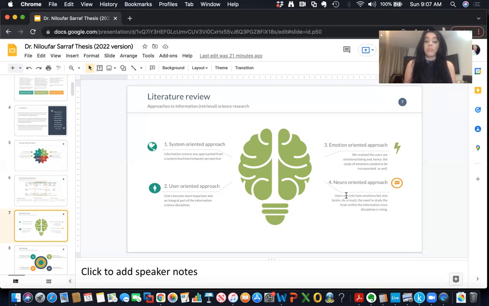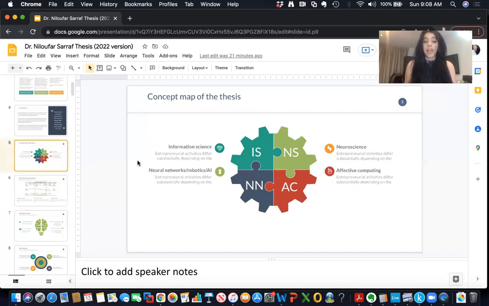And then the new era of the neuro-oriented approach, where I position myself, there's not much research in it at the moment. I called it neuro-oriented. I'm sure other people call it other things as well. But the only reason I called it that is because I wanted to follow the same sort of pattern in terms of the different approaches. And as a result, this is an eagle eye view concept map of where this thesis could potentially map, which is a mashup of information science, neural networks, AI and robotics, neuroscience, and affective computing.